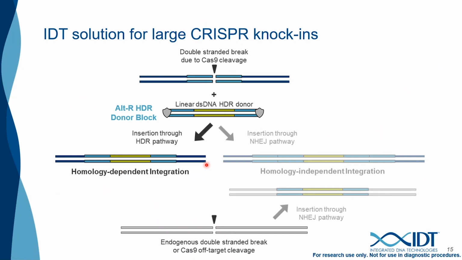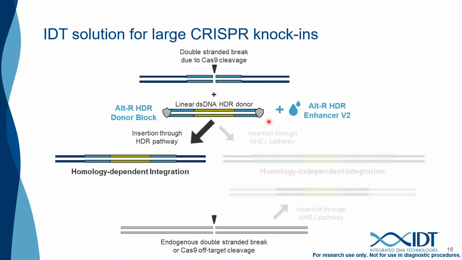All right, to recap this section, the use of our Alt-R modified HDR donor blocks does allow for improved HDR rates and does inhibit this unwanted non-homologous integration of a double-stranded DNA donor template. And then we can further improve this by adding our small molecule Alt-R HDR Enhancer V2, and that will further push things towards HDR and inhibit these unwanted integration events.